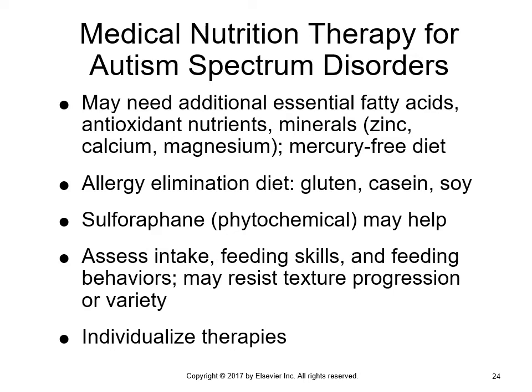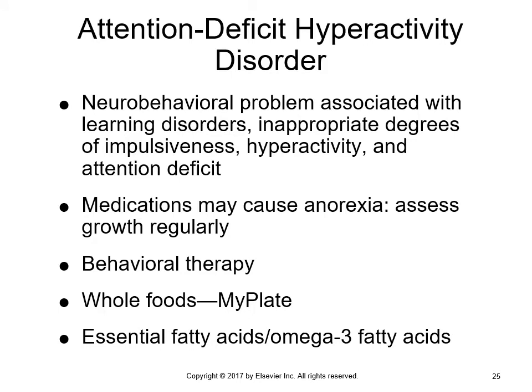We want to assess the patient's intake, feeding skills, and behaviors. Again, they may resist texture progression or variety. Individualized therapies can encourage intake and identify different food sources. For example, if the patient's avoiding specific colors, then they may become deficient in certain micronutrients that would need to be supplemented. Next, we'll take a look at attention deficit hyperactivity disorder.